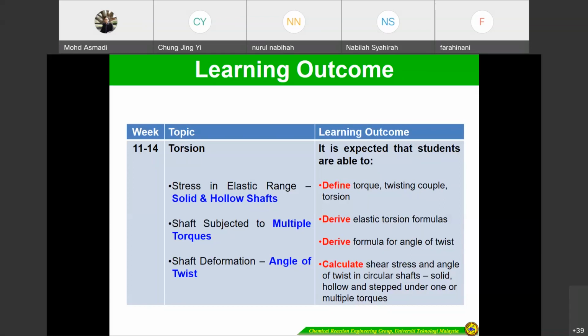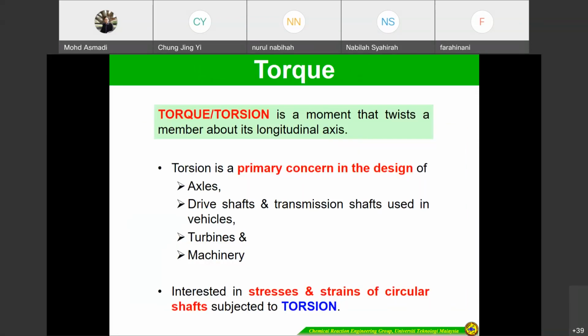So if you look at here, torque or torsion is a moment that twists a member about its longitudinal axis, meaning whether clockwise or anti-clockwise. It is a moment, so it should involve the distance and also the force, not only force. Torsion is a primary concern in the design of axles and drive shafts, transmission shafts used in vehicles, like your motorbike, car, ship, all those vehicles, turbines and also machinery.